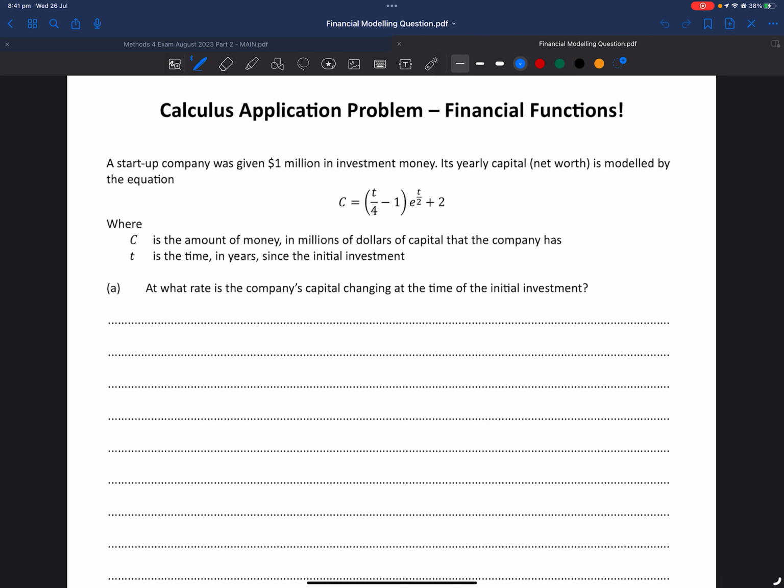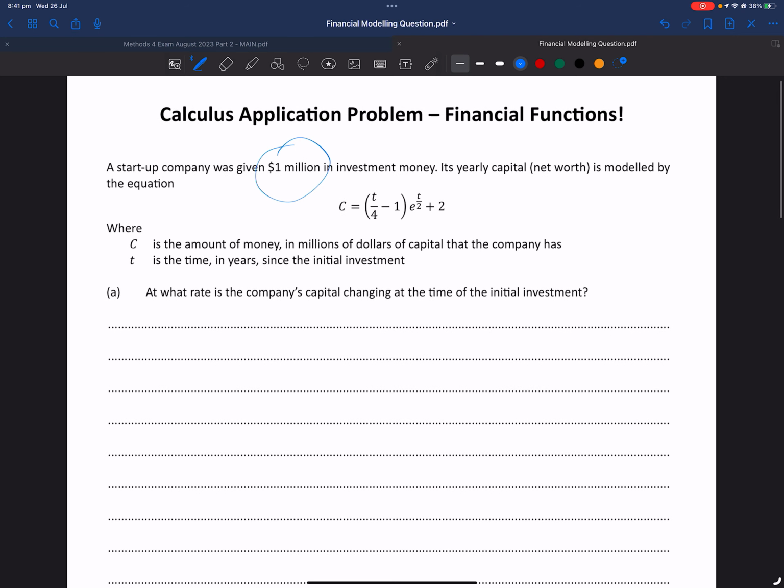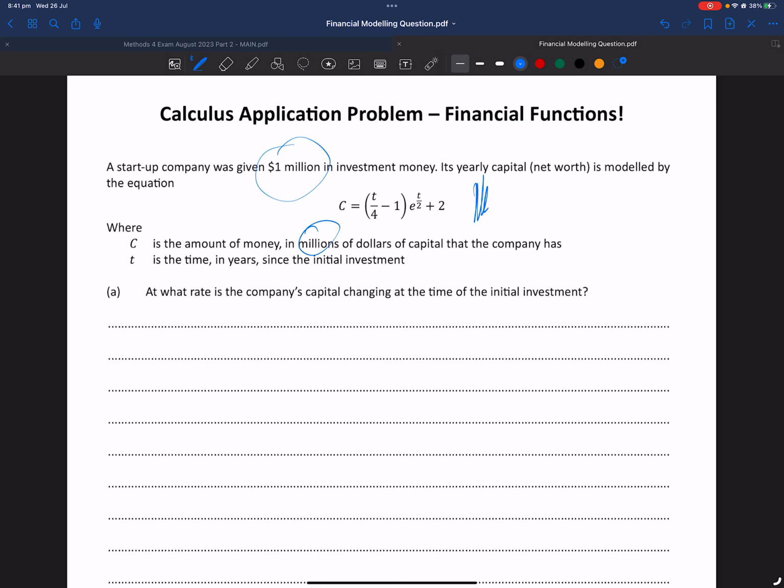A startup company was given $1 million investment money. Its yearly capital, its net worth, is modeled by this equation here, where C is the amount of money in millions. So when C equals 1, that would be the $1 million of capital, and t is the time in years since the initial investment. You'll notice I'm just circling stuff that's important, so it's going to draw my eye back to the problem as I go along.